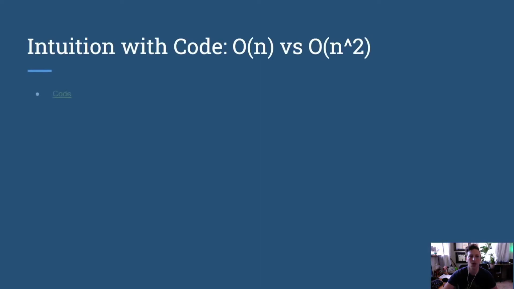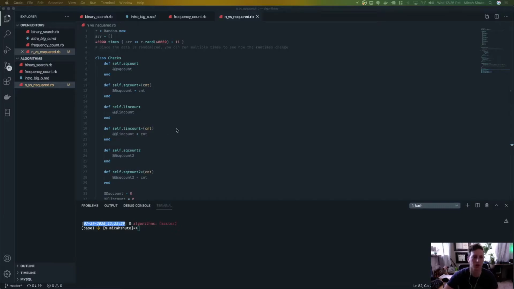All right, so let's look at some code to see the runtime in real life and take a look at code that runs in O of n time and runs in O of n squared time and how those things look different. All right, so we're going to walk through 2 examples here.